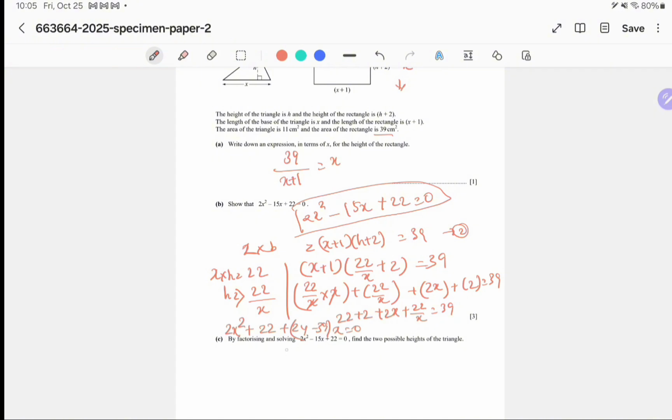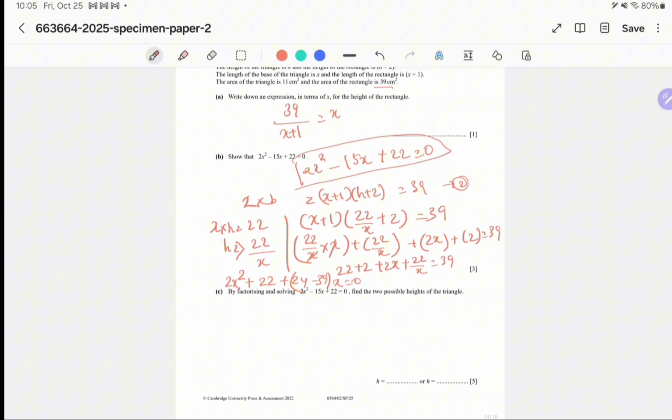Next part is part C question: by factorizing and solving 2x square minus 15x plus 22 equal to 0, find two possible heights of the triangle. So how will you find the two possible heights of the triangle? Just by factorizing, I think you can get the answer. So 2x square minus 15x plus 22. We are factorizing. How will we factor it? For 15, we should get by adding, and 22 for multiplying.